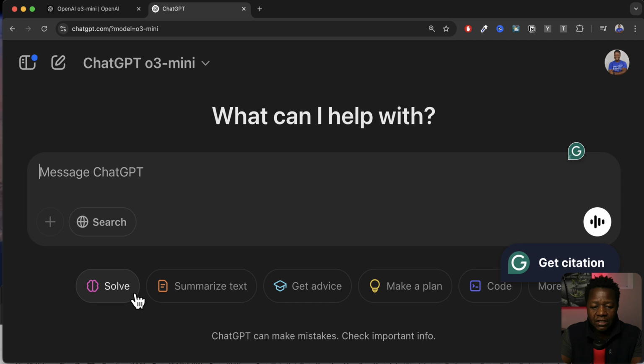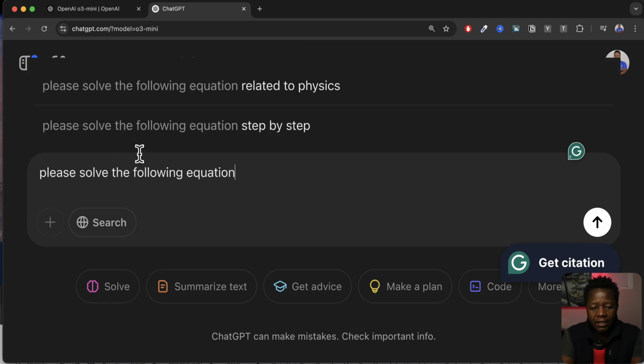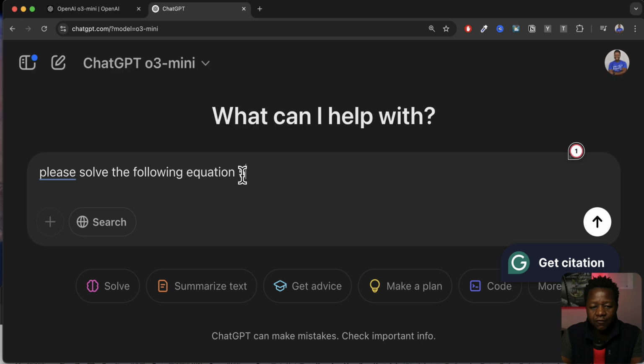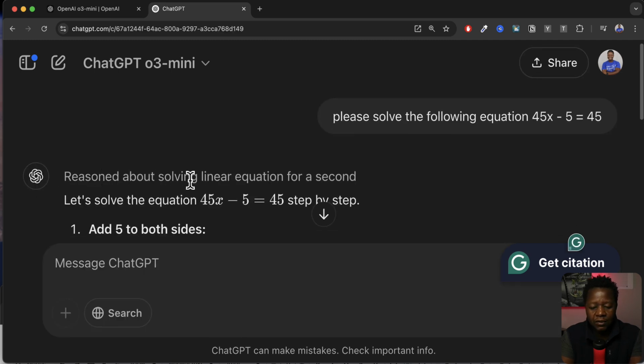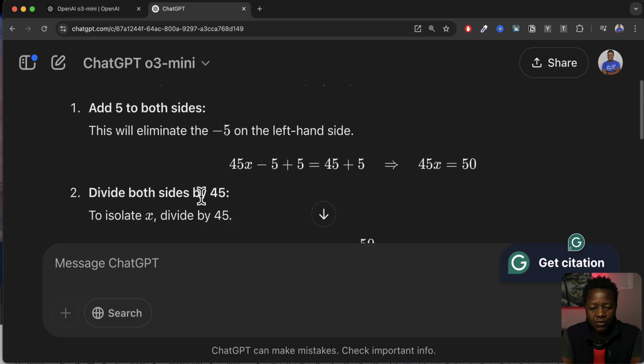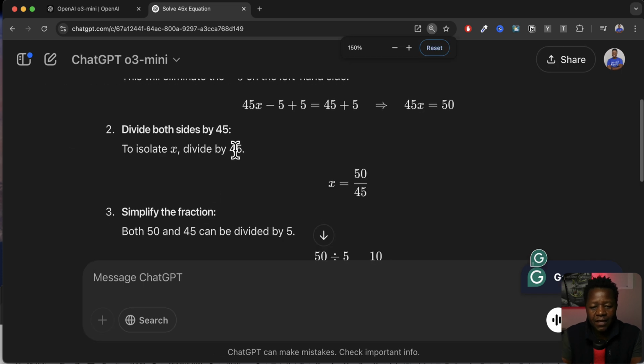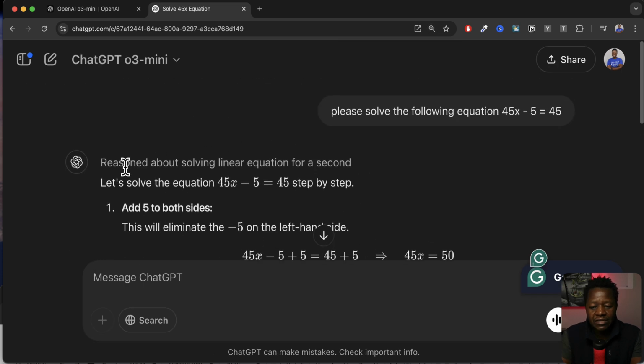If you click here, you can see that at the top it is indeed toggled, so O3 Mini is working. I'm going to start with please solve the following. Now, one thing I noticed is that it also has this autocomplete. Please solve the following equation related to physics. Please solve the following equation step by step. So let's say 45x minus 5 equals 45. Let's see what this is going to do. Okay, let's hit enter. It's going to start this reasoning process here.